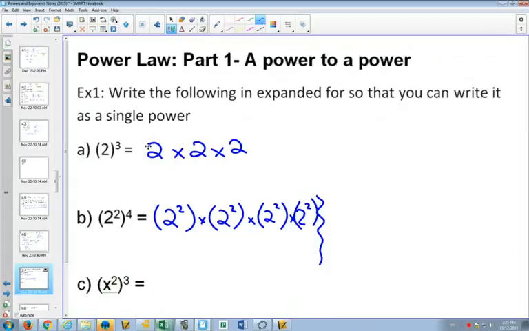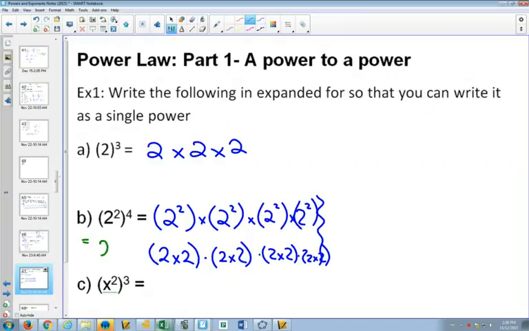Then, if we talked about the exponent 4 first, then next we have the exponent 2 in each of these, and that'll mean 2 times 2 times 2 times 2 times 2 times 2 times 2 times 2. How many 2's is that in total? 8. So this one is equal to 2 to the 8. Your job is to see if you can figure out a pattern so that this is shorter.